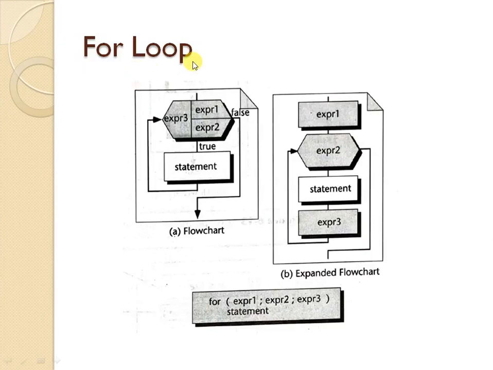So the for loop, and it is also under the category of the pre-test loop. So pre-test में आपके पास क्या होता है? We test the condition before entering the body of the loop. In this for loop, we have three portions. First is your expression 1, second is your expression 2, and third is your expression 3.